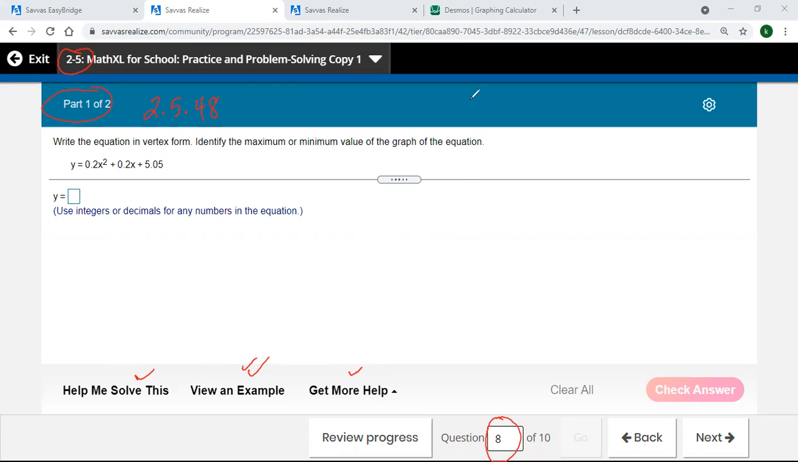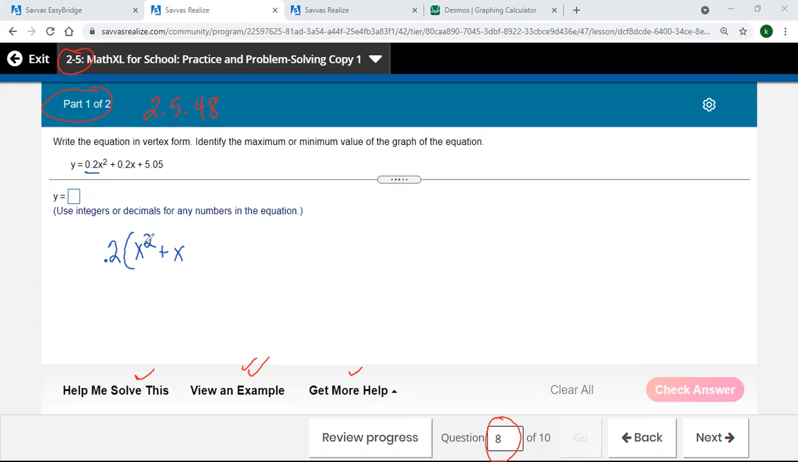All right, so back to our problem. We are supposed to write an equation in vertex form. So the first thing that I would do when I'm doing vertex form is you've got to get this stretch factor out in front. So that 0.2 has got to come out here. So I'm going to factor a 0.2 out of everything to see what we have after that.